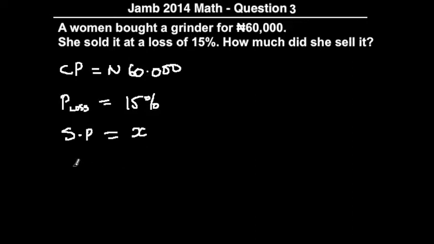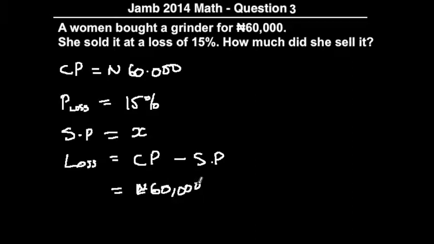Now, common sense should tell you that the amount of loss in Naira that this person made is whatever the thing cost, so let's call it CP, subtracted by whatever they sold it for. Let's call that SP or X. So we already know that CP is equal to 60,000 naira. And we know that SP, we've already decided to call X.